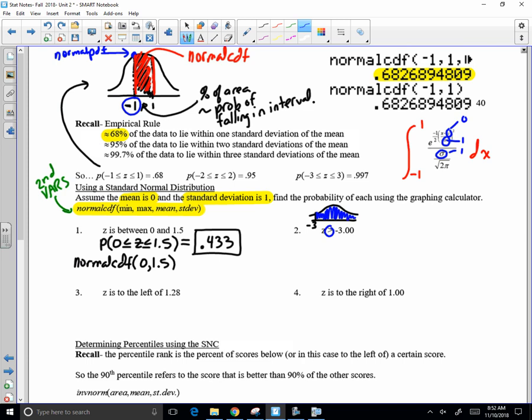The reason I do the diagram is to give me a little bit of a sense of what my final answer ought to look like. Because the first one is pretty cut and dried. It's between 0 and 1.5. I knew what to type in the calculator.